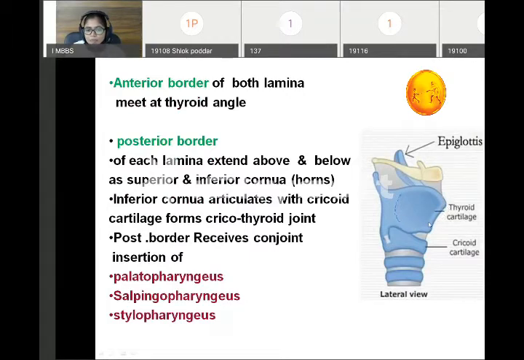We have seen that. Posterior border. This is the posterior border of the thyroid cartilage. This posterior border extends above and below to form horns or cornua. Above, you can see this is the superior cornua or superior horn, and this is the inferior cornua or inferior horn. This inferior horn articulates with the cricoid cartilage and forms a synovial joint, that is the cricothyroid joint.